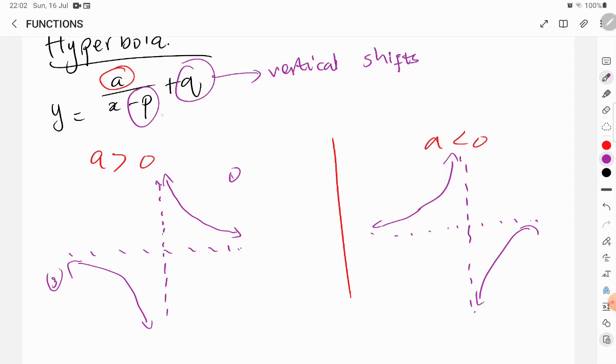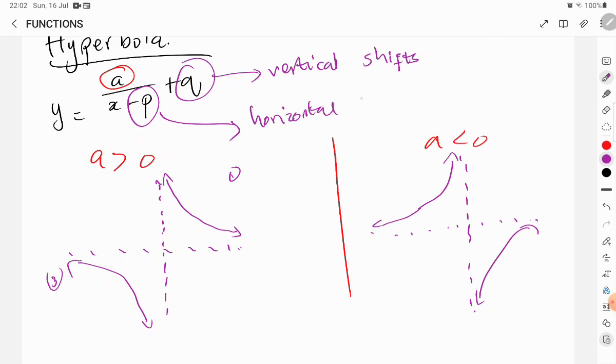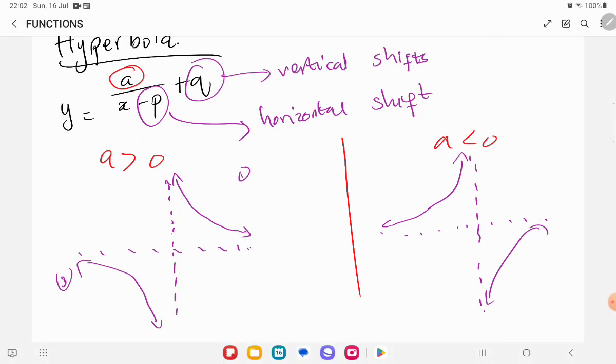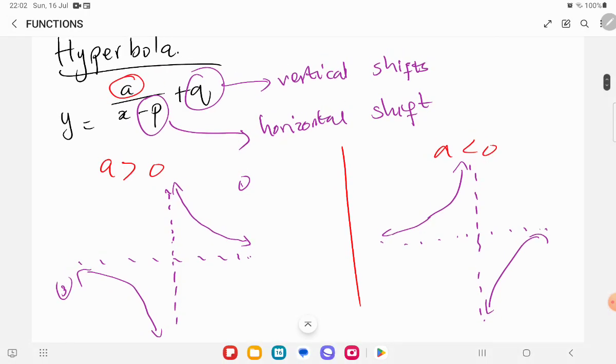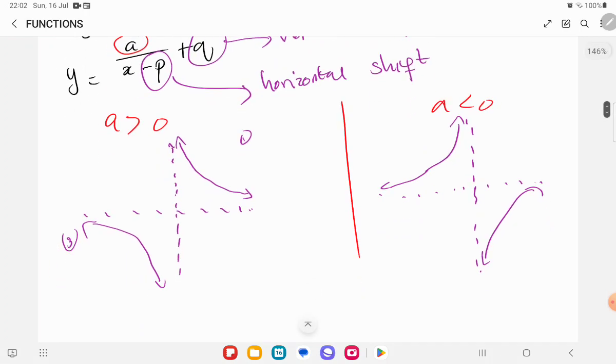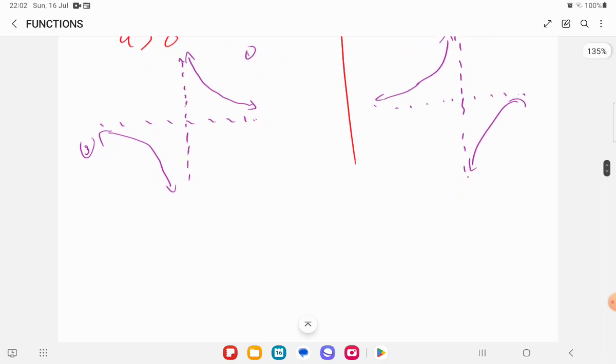Now, if you come check down here, we've got p. This represents the horizontal translations from the y-axis. That means your graph is moving away or towards the y-axis. So that's definitely a horizontal shift, either to the left or to the right. We'll do much of this when we start doing questions, but that's just it.